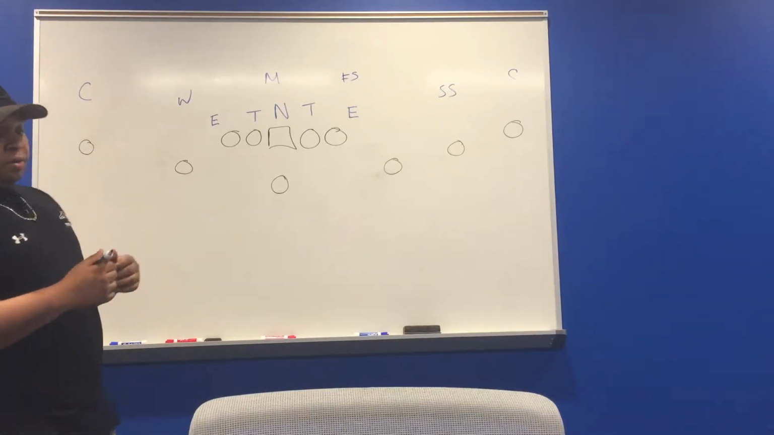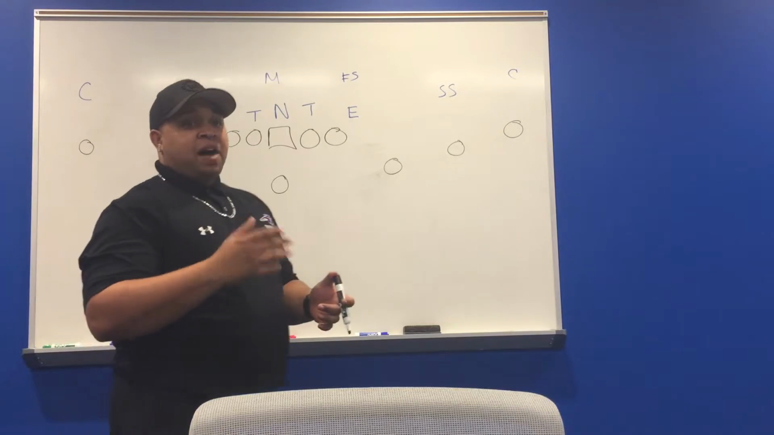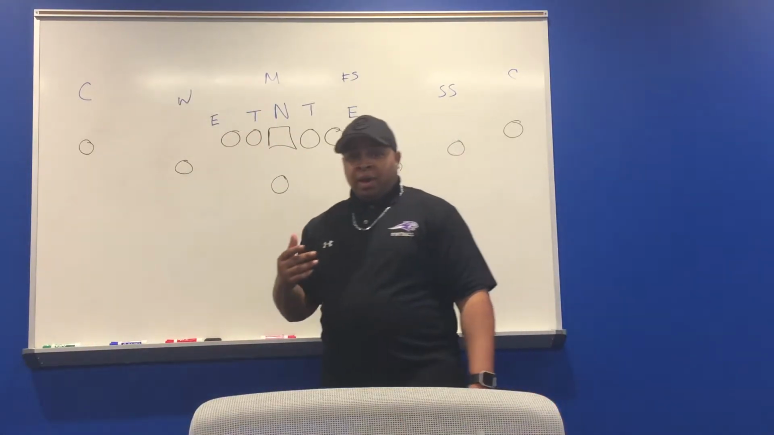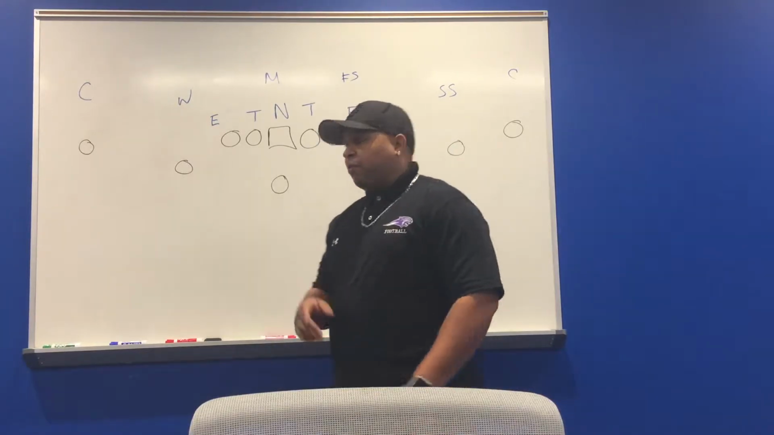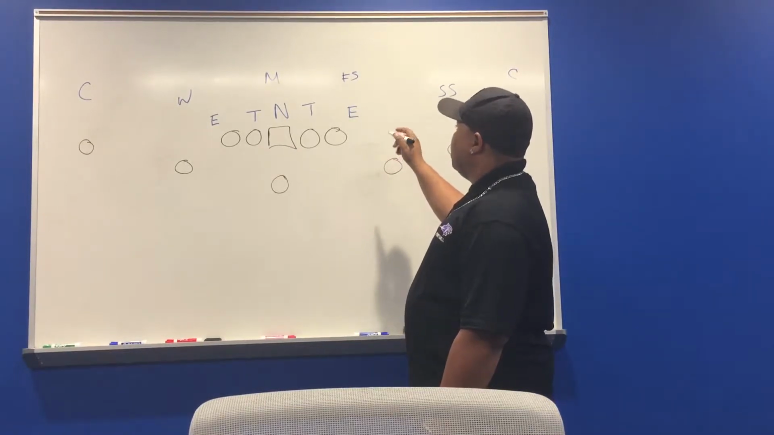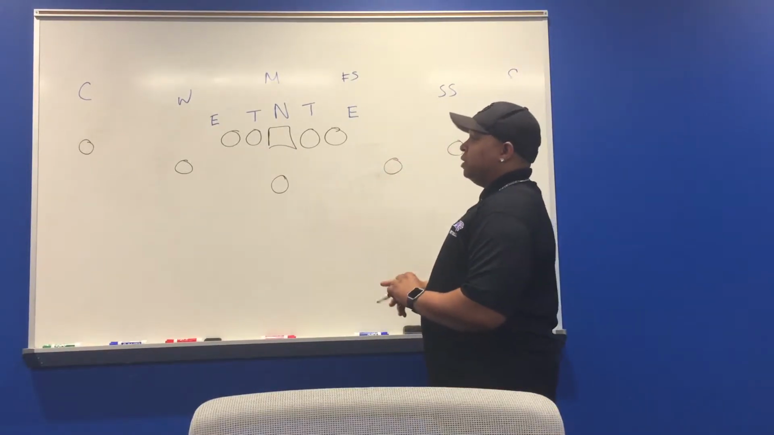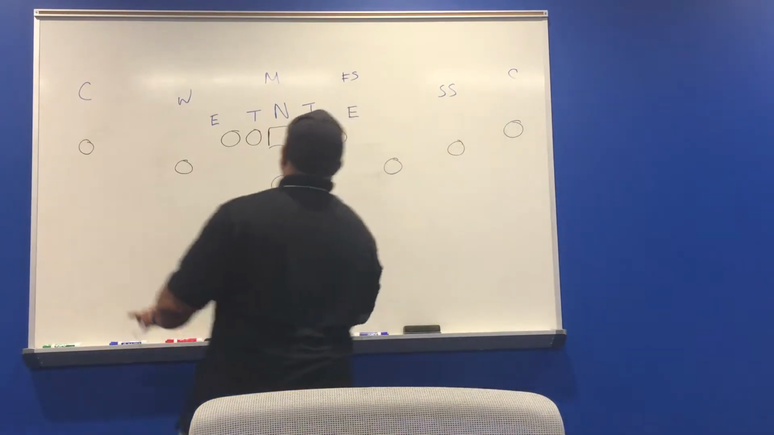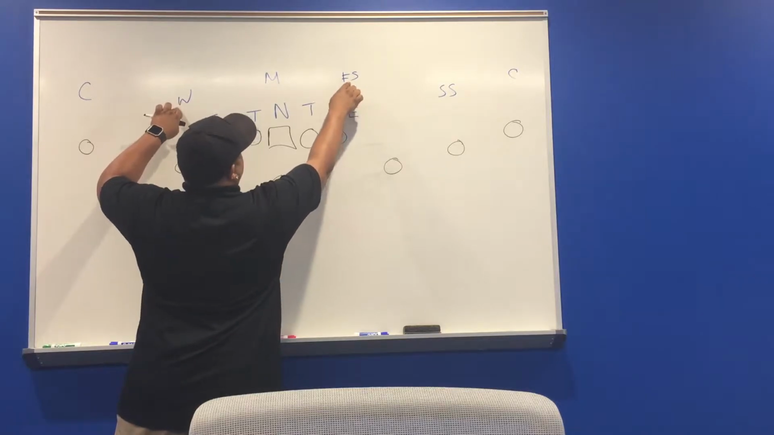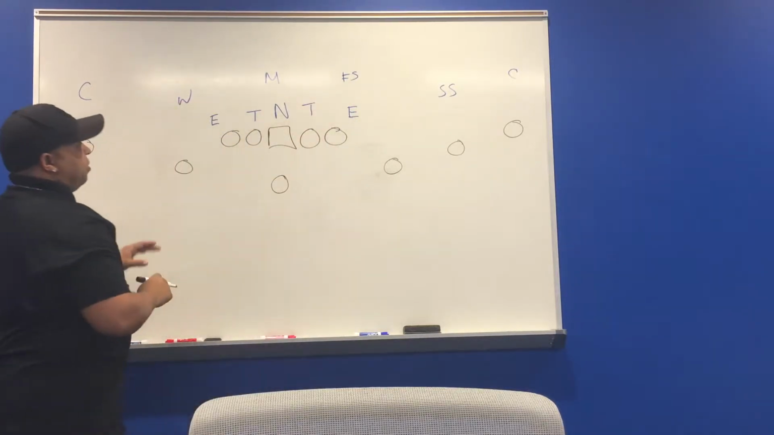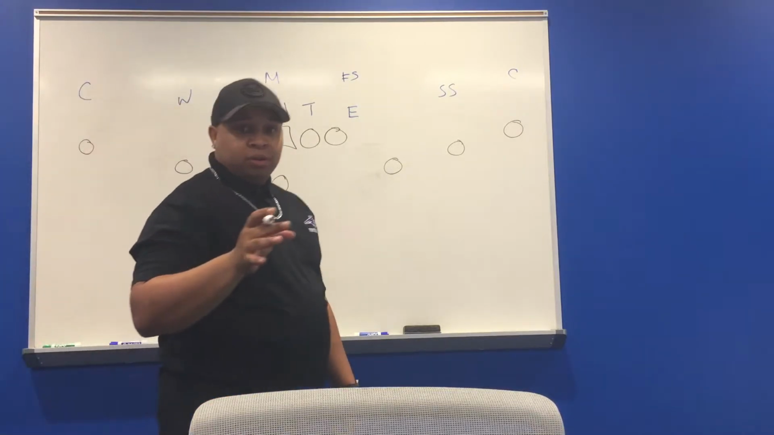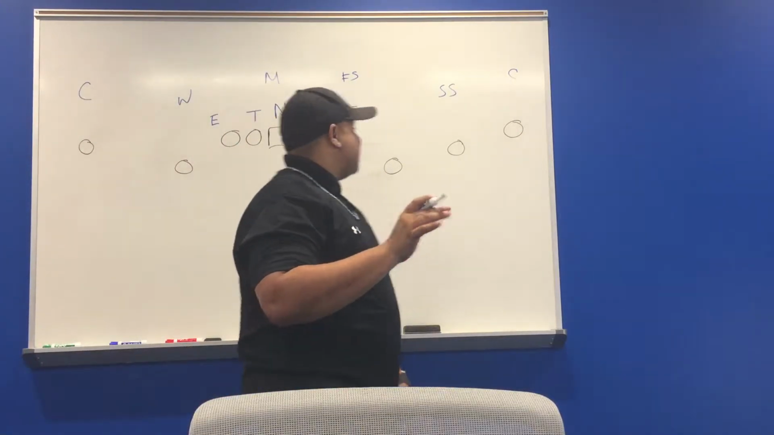Now, depending on how you want to look at it, this is a 5-2 or a 3-4. Okay, this is a 5-2 or a 3-4. All right, either way, the same amount of people are in the box. Okay, the only thing that might change a little bit is where these two guys are. Okay, but from an offensive line standpoint, we are always going to get 5 across the board.